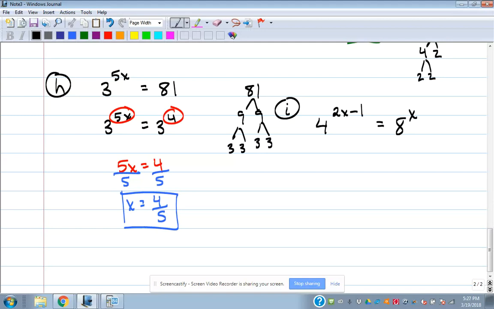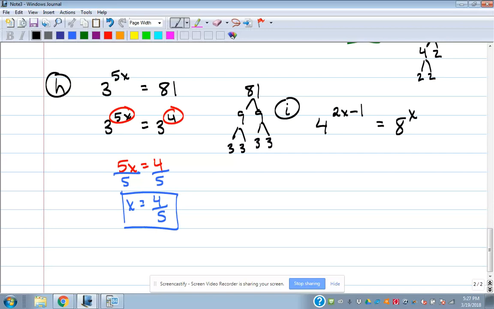All right. So 4 to the 2x minus 1 and 8 to the x. Can I write 8 as 4 to a power? I could, but it'd be this really funky decimal thing, which tells me, no, that's not how it's supposed to do, because it shouldn't be that hard, right?